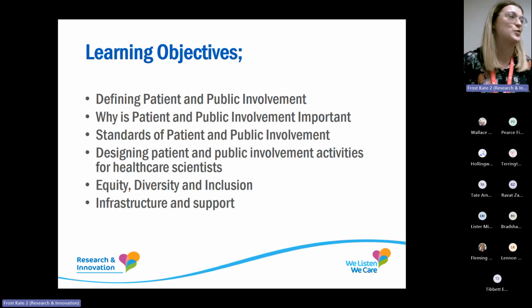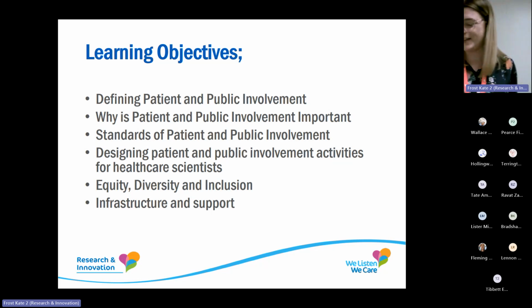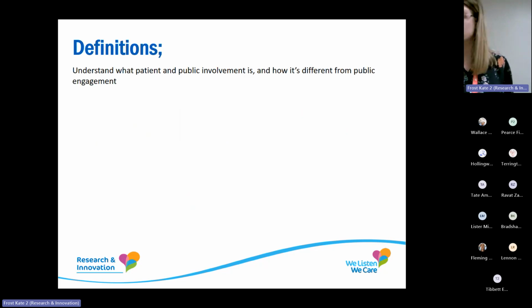And then finally, at the end, some more resources around infrastructure and support available to you. Does anyone have any questions before we move on? No?